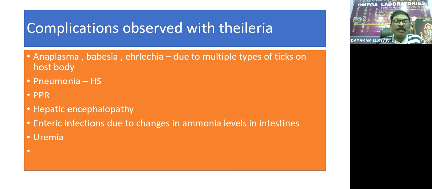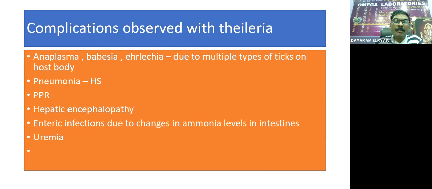Because of the presence of different types of ticks, there may be harboring of different types of infection. Then, because of the immunosuppression and lung edema, there are chances of HS, or hemorrhagic septicemia, being observed due to subclinical or chronic Theileria. Then PPR may complicate this disease because of the immunosuppression once again.